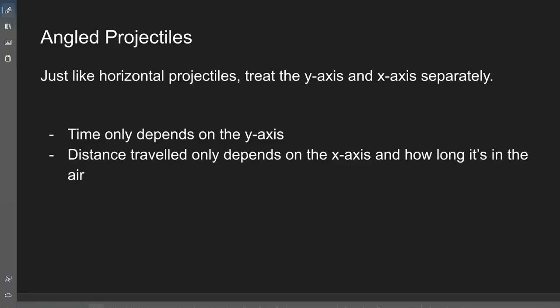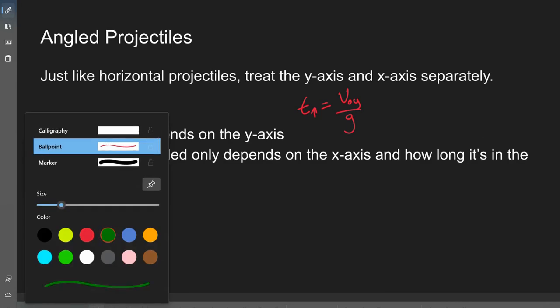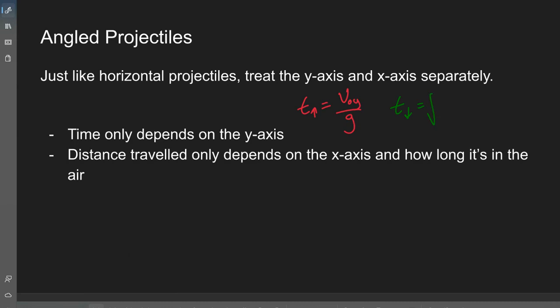All right. So just like horizontal projectiles, we'll treat the axes separately, which you might have noticed that I've done. Time only depends on the y-axis. So this is a great note to see here, that our time up is equal to v naught y over g, and our time down, I'll do this in the other color, is equal to the square root of 2 h max over g. Notice how v naught y, g, the acceleration of gravity again, and h max are all just in the vertical axis. So that's all that time depends on.